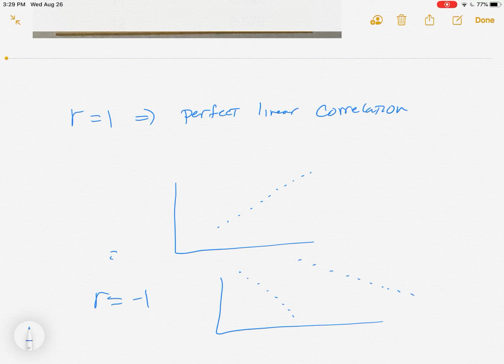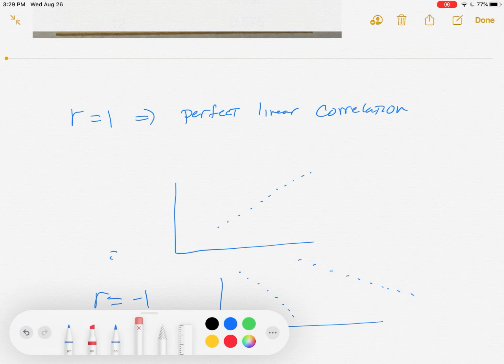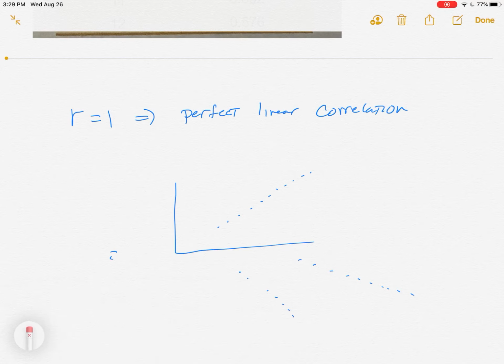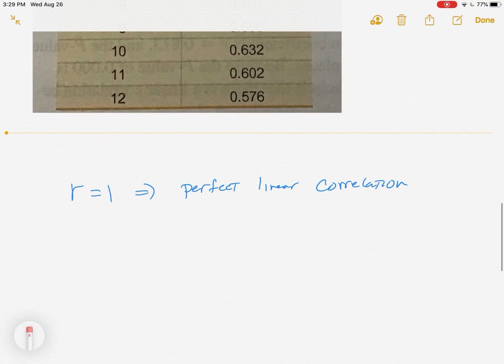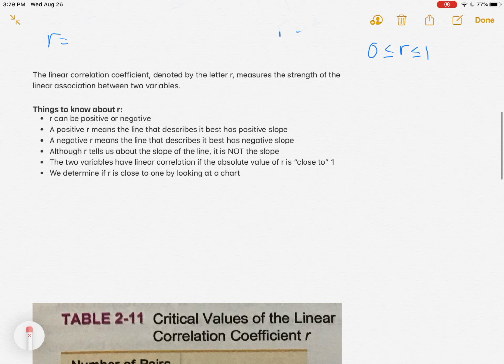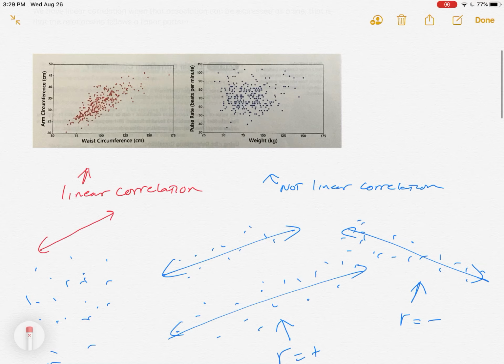So you're hoping your R value is 1, but it never really is unless it's kind of just made to be, right? You're using a particular function, but not with data that's collected. Data that's collected is never really perfect in that sense, and so we don't really expect to have perfect linear correlation, but we do expect to have correlation. So for example, this red one up here that I said had linear correlation, its R value is not going to be 1.